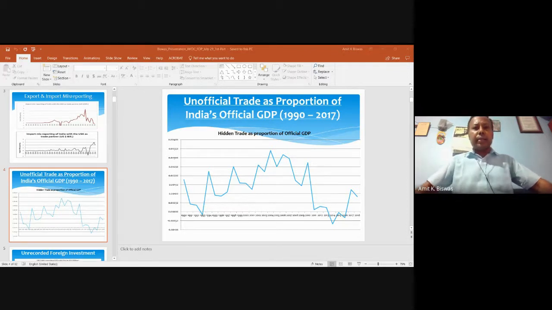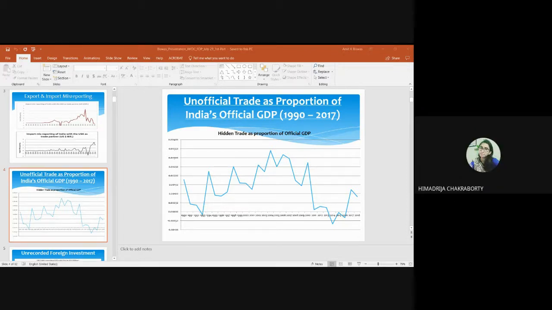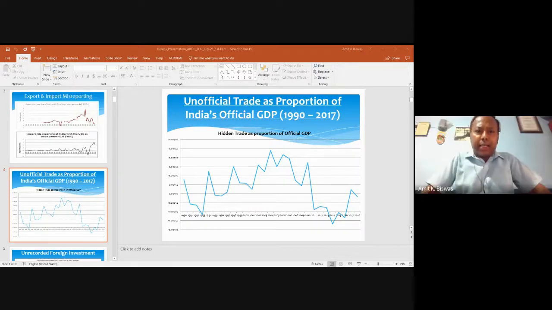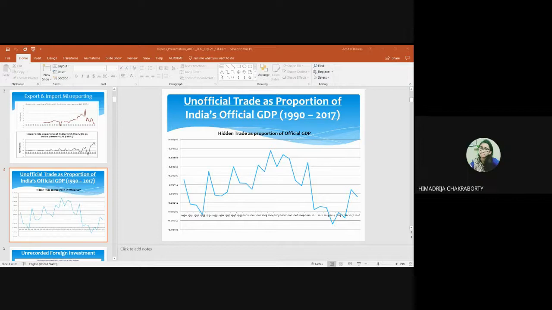Is it clear, Himadrija? Yes. Then the position of the graph in 2014, I think, what that means is it is overreported. Why should it be less than 0? What is meant by a negative percentage? Yes, very good observation.